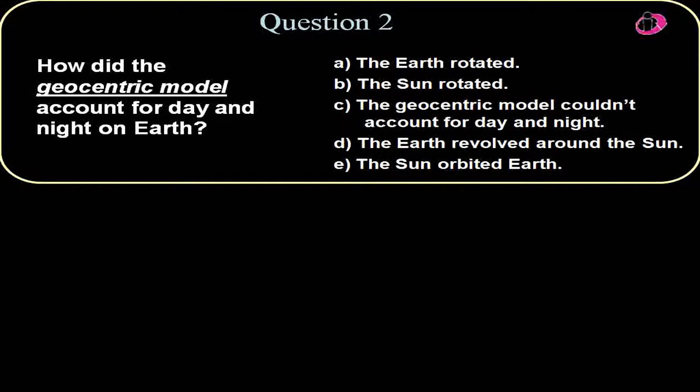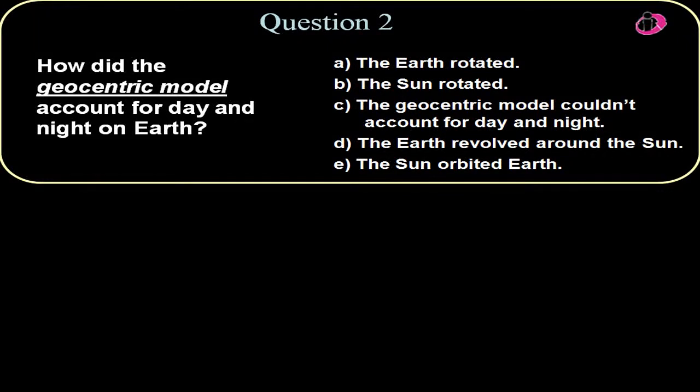Question 2. How did the geocentric model account for the day and night on Earth? Now the geocentric model, geo meaning Earth, and centric meaning Earth-centered. So in this model, that was Ptolemy's or Aristotle's model, the Earth was the center of all things. And so how do you account for day and night on the Earth? Well, day occurs when the sun on the celestial sphere actually reaches your sky and then sets as the celestial sphere moves. So we account for day and night in the geocentric model because the sun is orbiting the Earth.